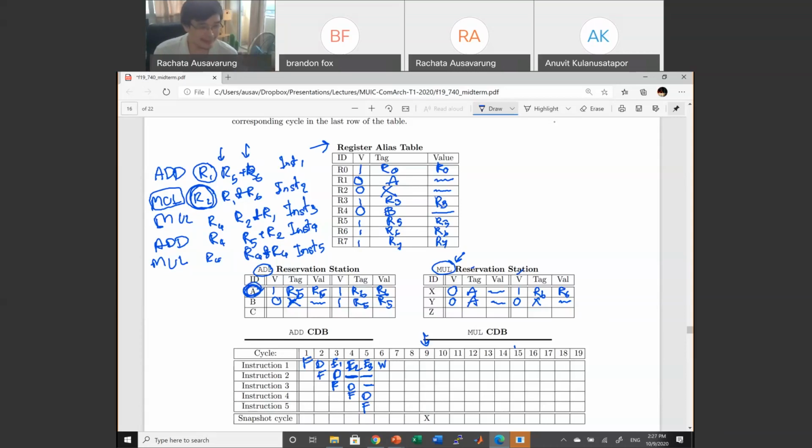So what the hardware does here is basically yell out loud to everyone who needs A. Who needs A? You look at all the tables. First of all, you go to this reservation station and spot there are 2 A's here. So you say, hey, these two things become valid. The tag now becomes R1. And the value becomes R5 plus R6.